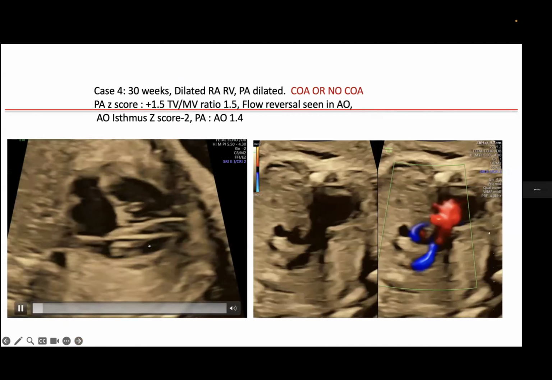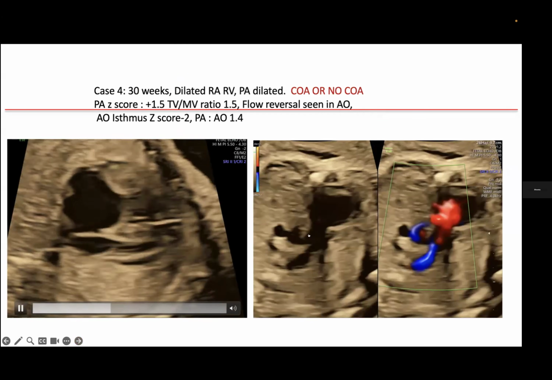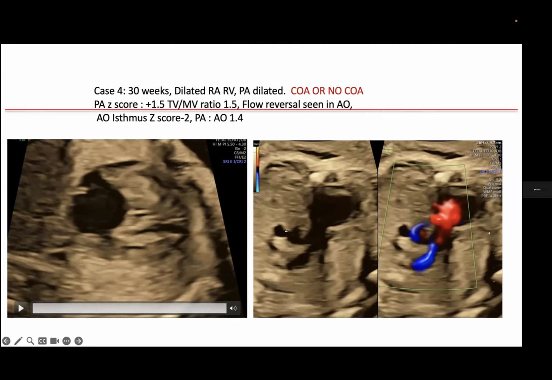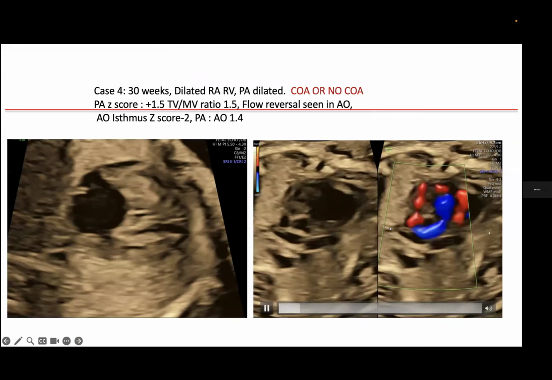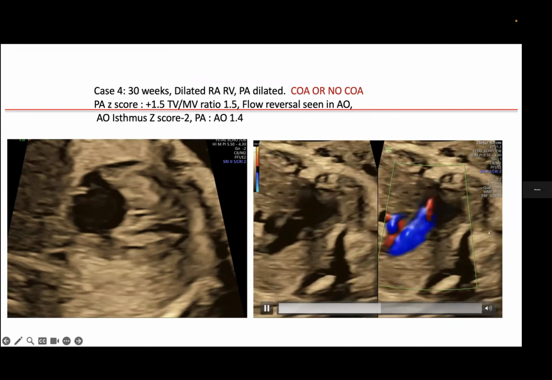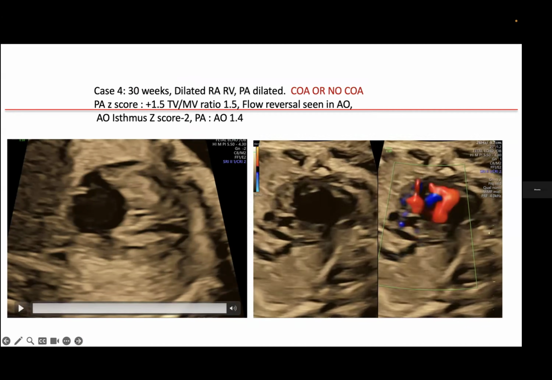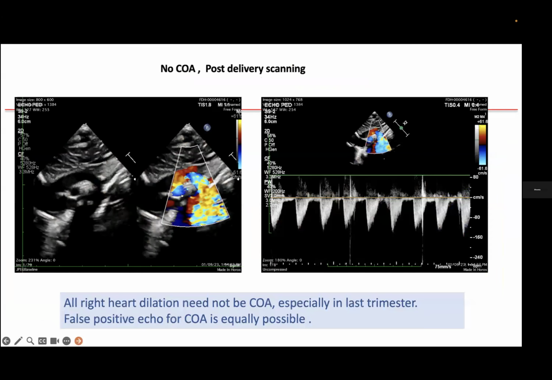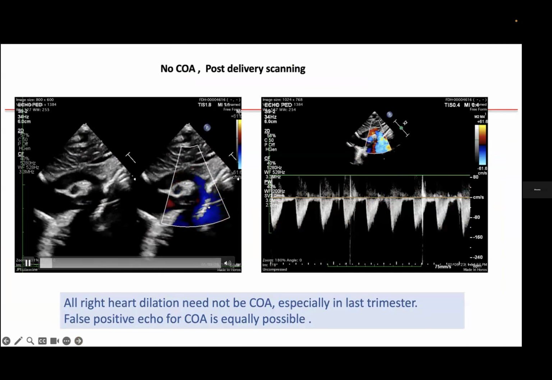Now, this is another case who is 30 weeks, and as you can see, the right heart is dilated, the left heart looks skinny. There is a mild flow reversal across the ascending aorta, and the PA is dilated here. So is there coarct or is there no coarct? Let's see what happened to this baby. So this baby had no coarctation after birth, even after ductal closure.